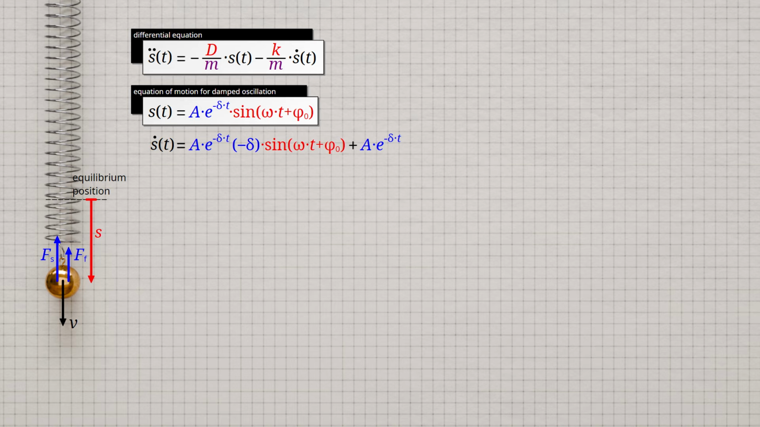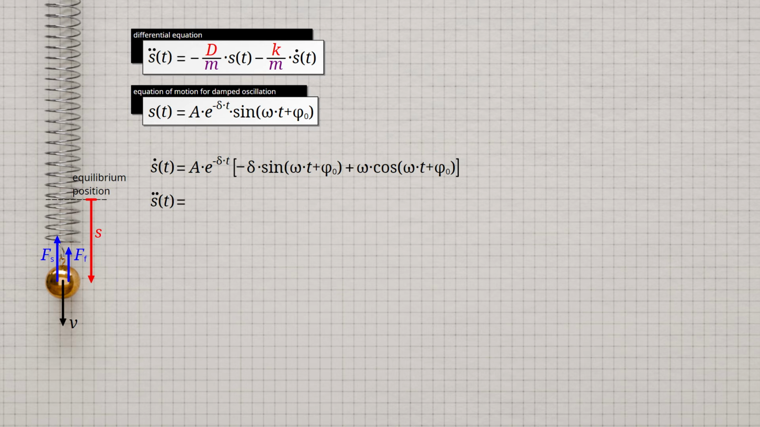The derivative of the outer function produces a cosine function, while the derivative of the inner function, which is the argument of the sine function, gives the value omega. We can now factor out the exponential expression marked in blue and finally obtain the specified function for the first derivative. We now need the second time derivative of the equation of motion.